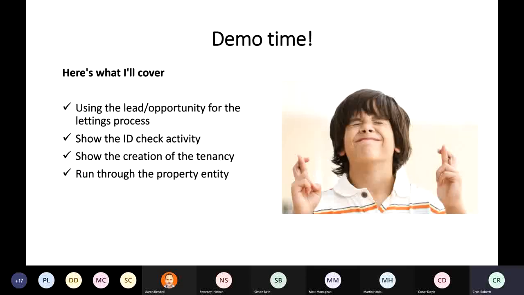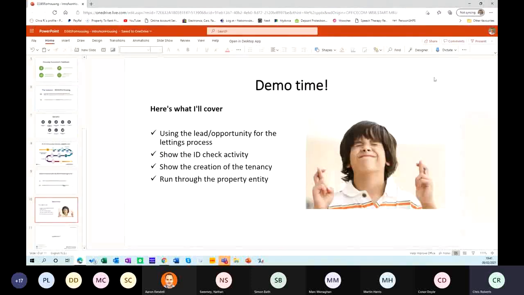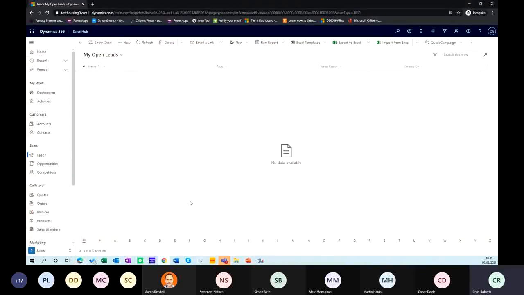So yeah, the idea now is for me to do a demo. I'll be completely honest, as it's using out-of-the-box functionality, you're not going to be wowed by it for you who are experienced Dynamics users, but I think for those of you who are in the sector or have knowledge of the sector, you'll see how potentially one of these solutions can be used. So let me just clear that.